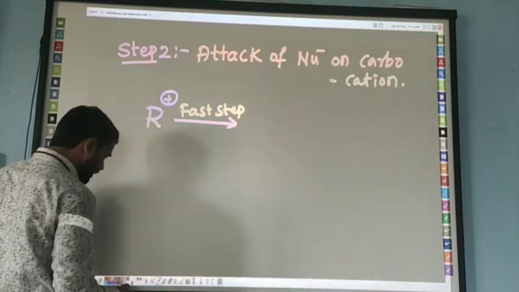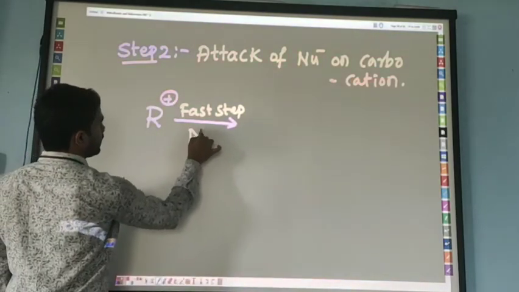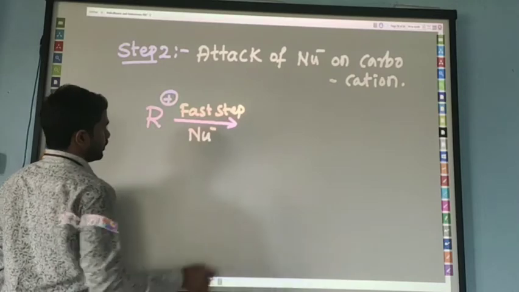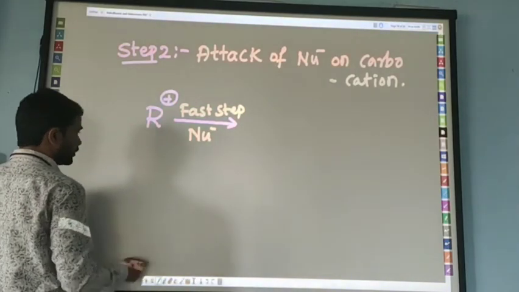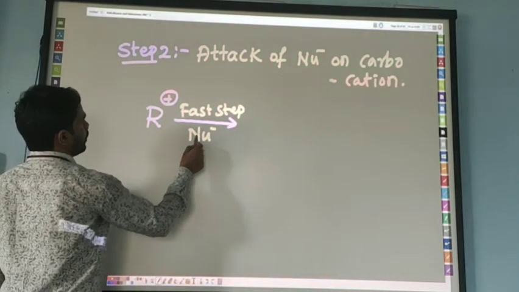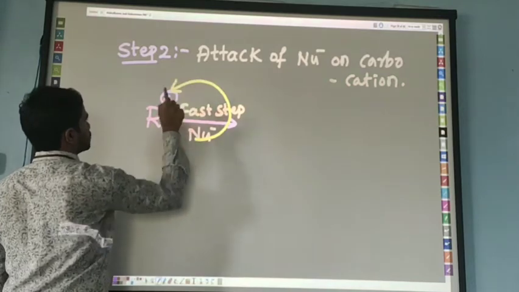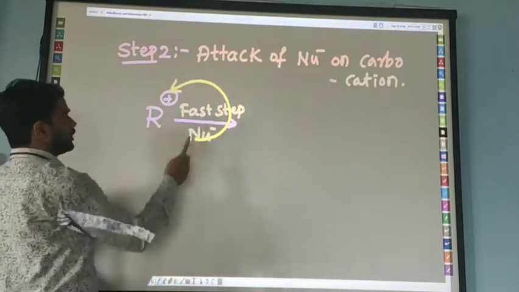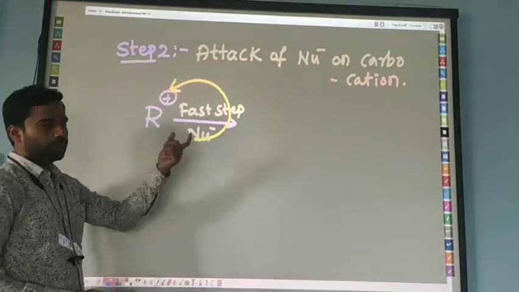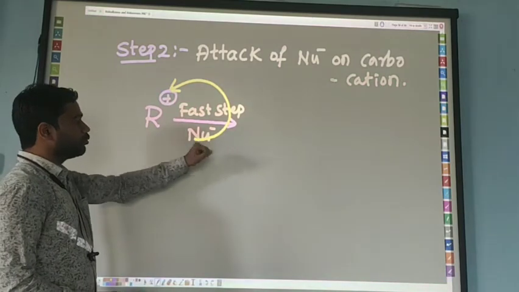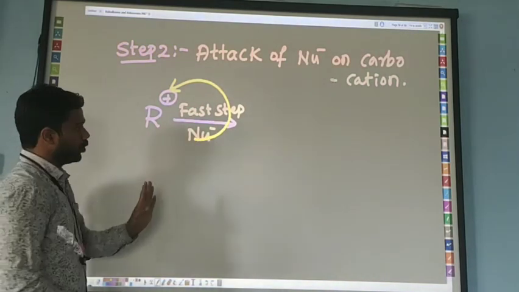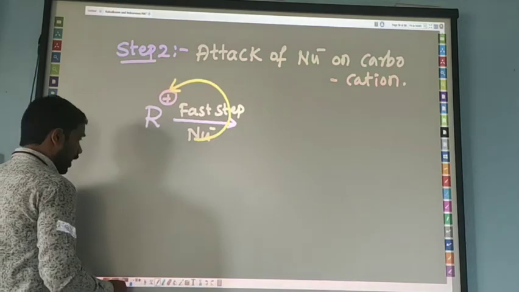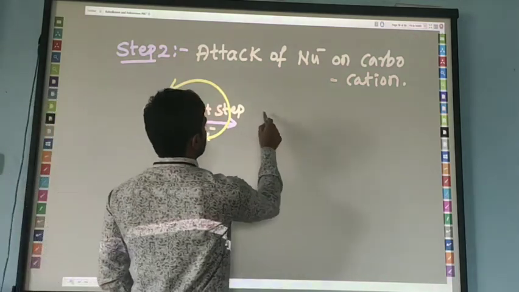What is going to happen in this case? The nucleophile has attacked the carbocation. The nucleophile has been attached here. Why am I drawing the arrow from the nucleophile to the carbocation? Because electron density moves from the higher density to the lower density. After the attack, let's see what is going to happen.